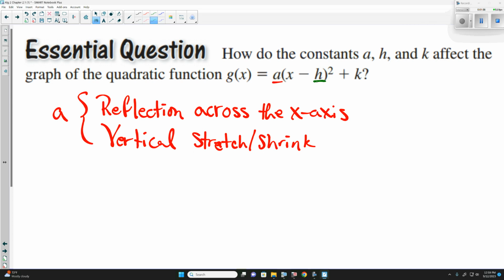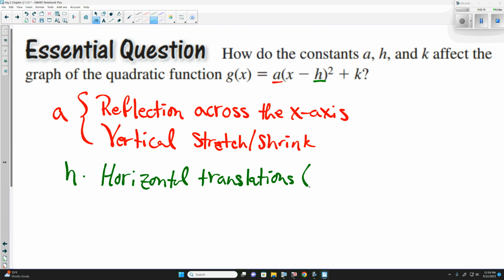The next piece we have is the h. Inside the parentheses is our horizontal translations. This is our left or right. And again, inside the parentheses, we said it's the opposite of what we think. If it looks like it's moving to the left, it's actually moving to the right, or if it looks like it's moving to the right, it's moving to the left. And we'll see more of those here in a second.